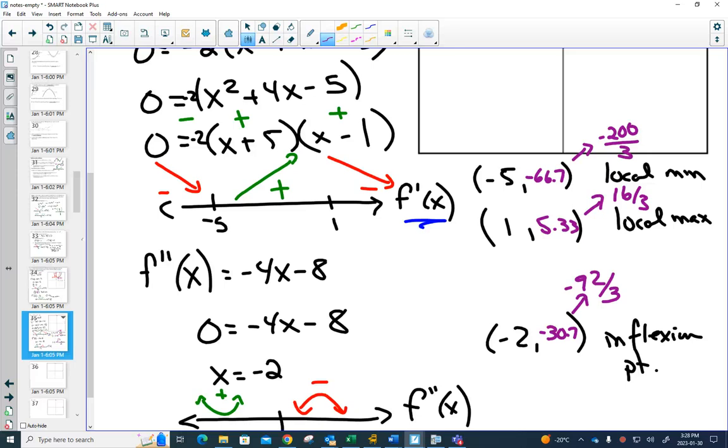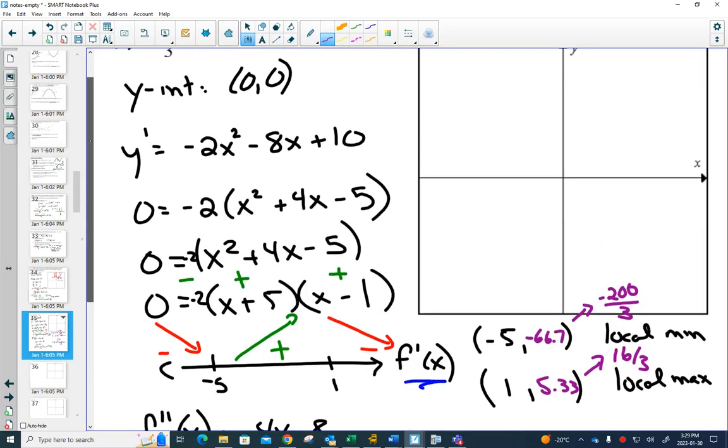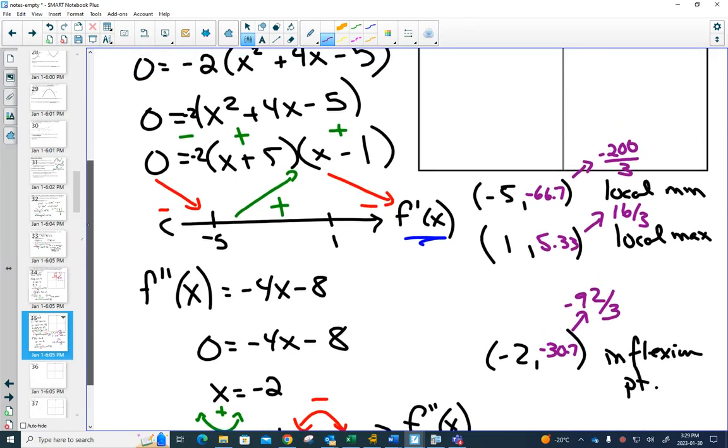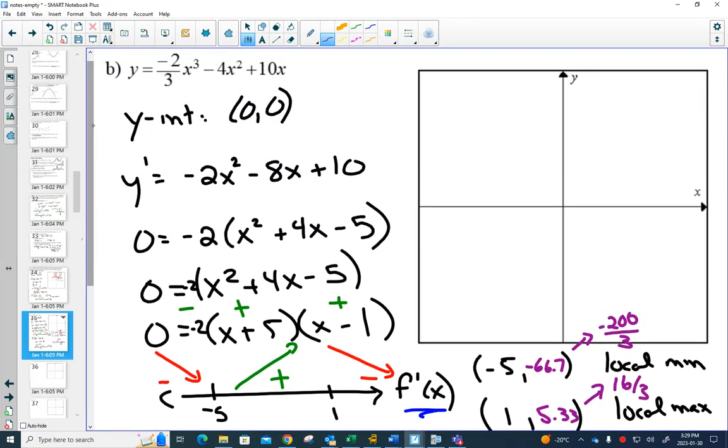So we find our first derivative. The first derivative test tells us if they're maxes or mins. We find our second derivative. Our second derivative finds our inflection point. We then go to our graph and we label everything nicely to scale. So I'm going to need to go down to negative 67. I'm going to need to go all the way to negative 5.